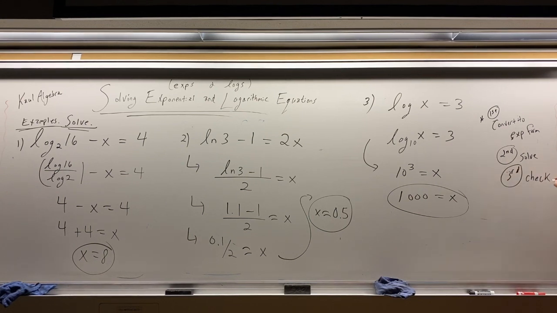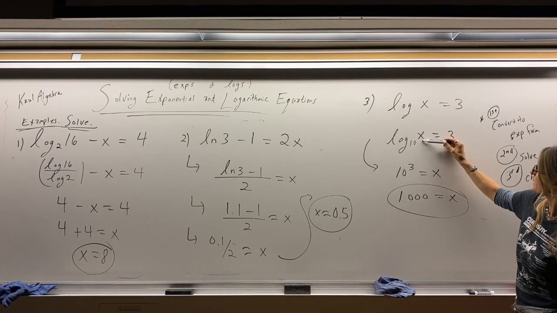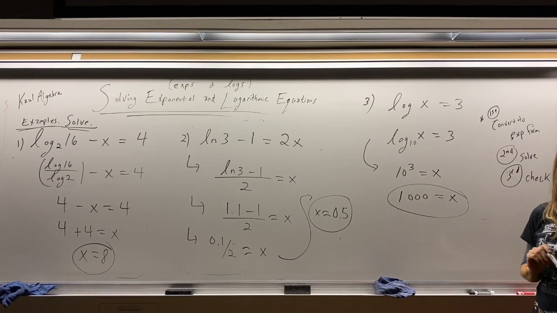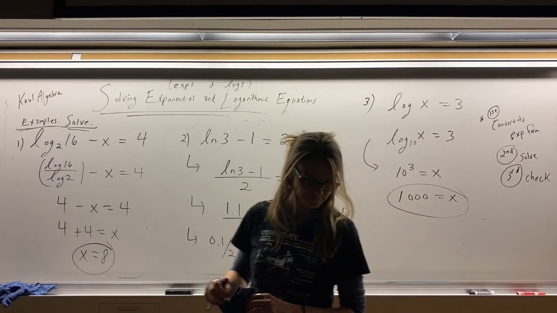Okay, that makes sense. If I put a 1,000 here, 10 to the third equals 1,000. And 1,000 is positive and not a negative, so perfectly valid.